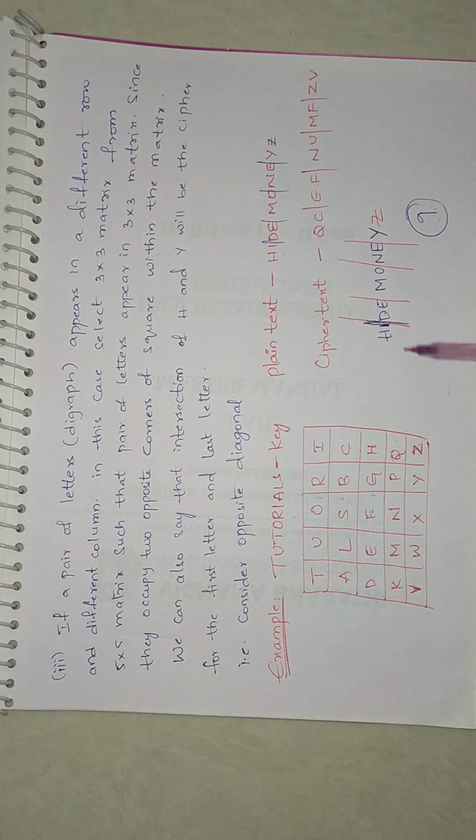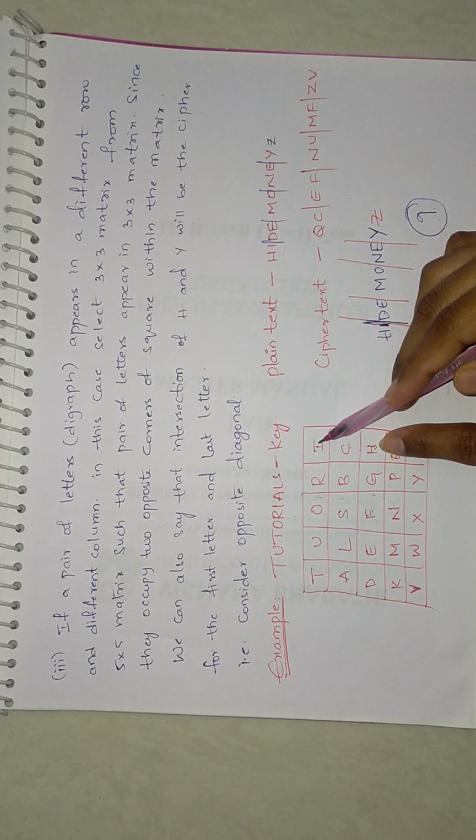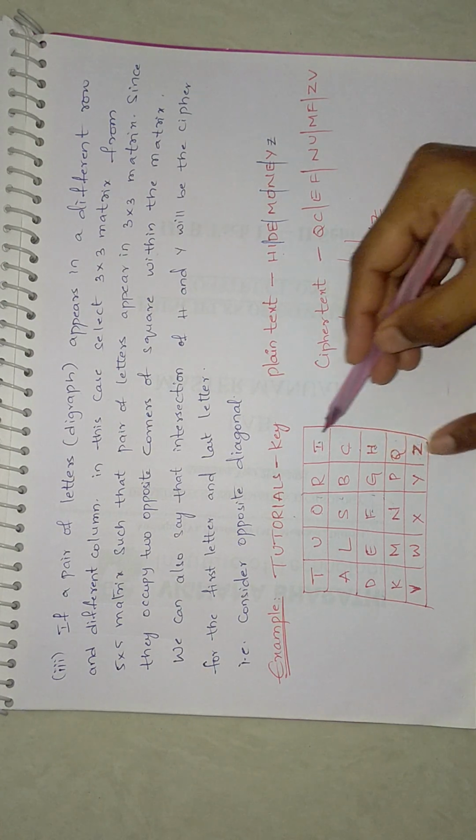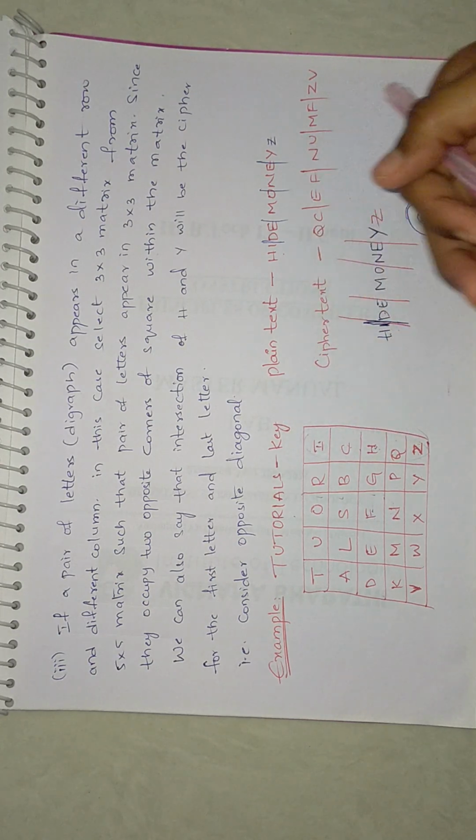H and I. So look for H and I in this grid. Where is H? It's here, right? Where is I? It's here. Yeah, those are in the same column. So if they are in the same column, we have to write the letters below them.